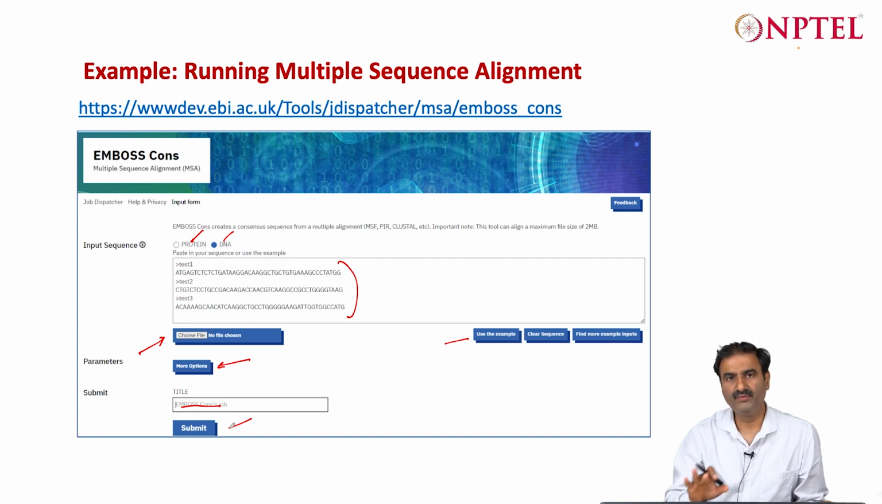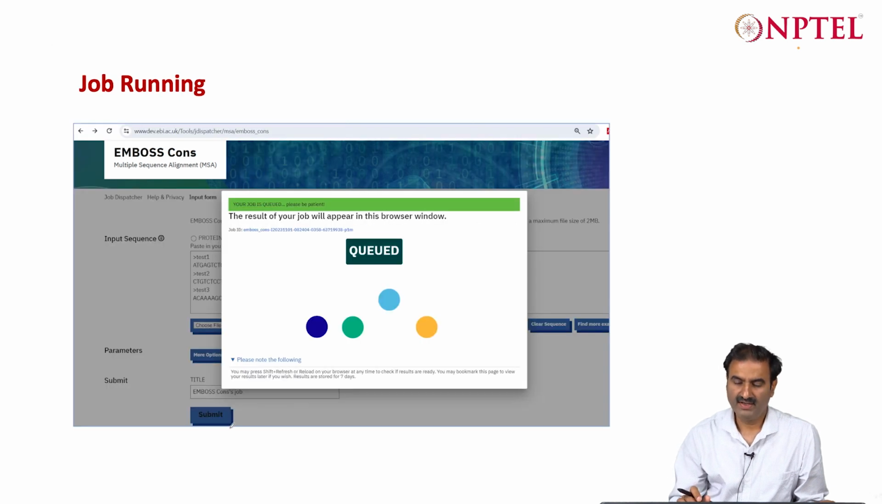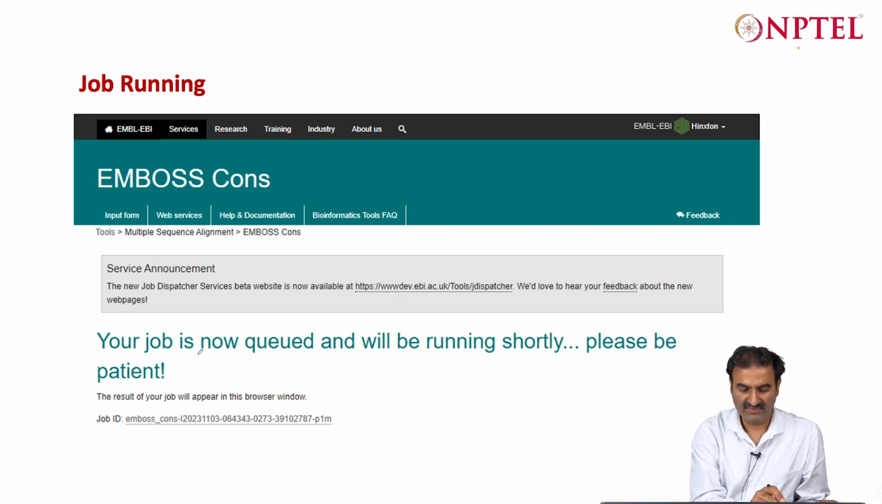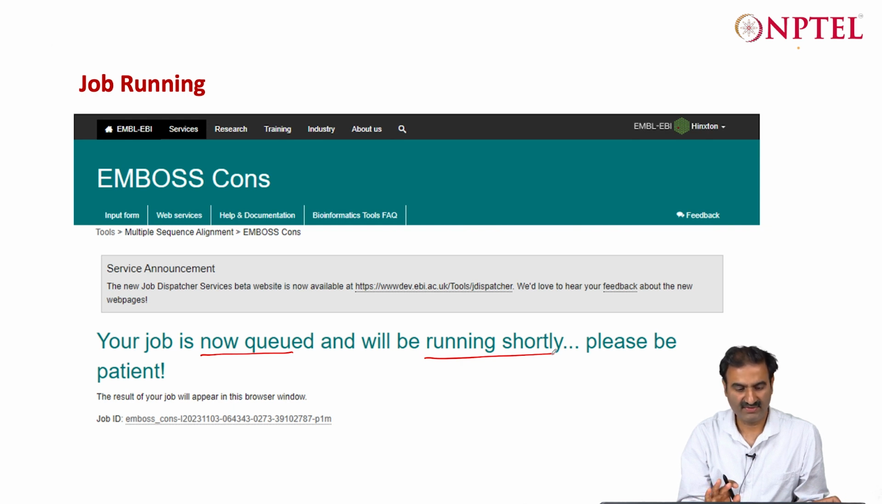Most of the tools that are available will have this typical kind of format. When you submit, it will go into a queue, or it can be processed directly. If it is very big, it may go into a queue, otherwise you will get the results directly. So basically your job is now queued, and you will be getting the results. It's a standard line that they paste, right.